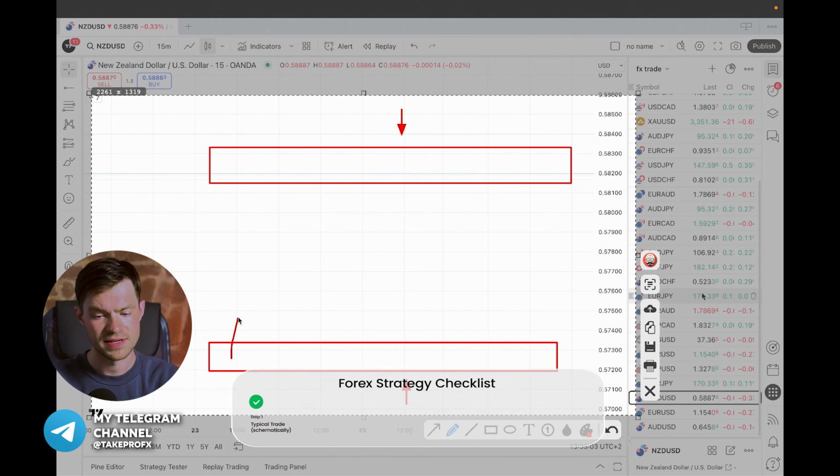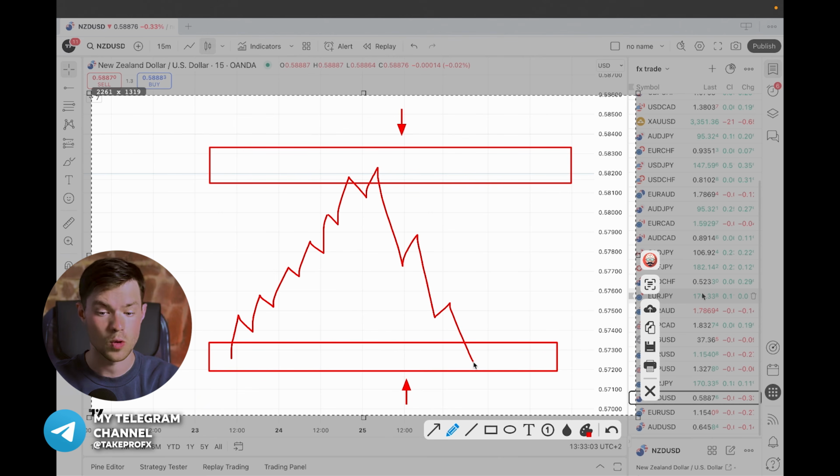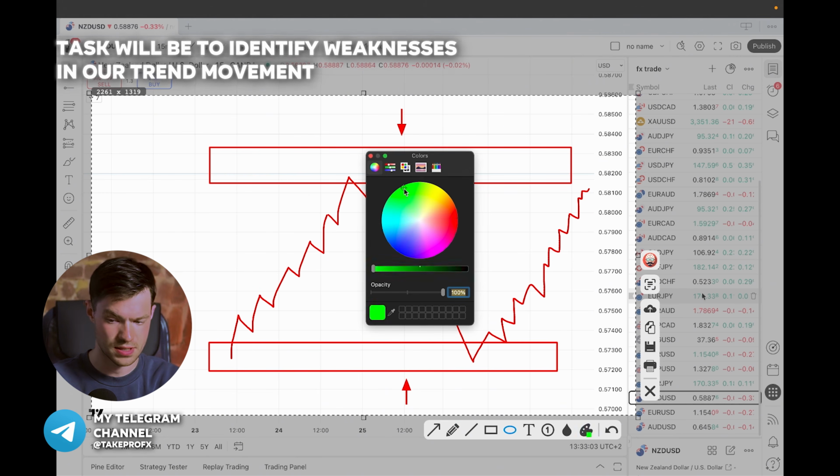Let me also schematically draw what the uptrend looks like. From the lower boundary, we have a trend that consists of several waves of rising and several waves of falling. It can be a very fast trend. It can also be a measured, gradual, smoothly rising trend. Our next task will be to identify weaknesses in our trend movement.